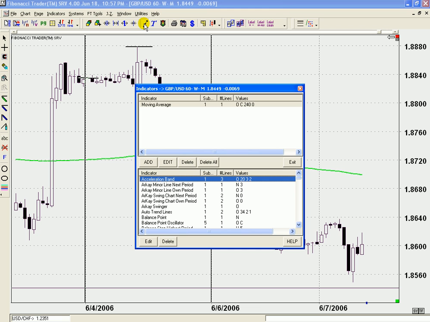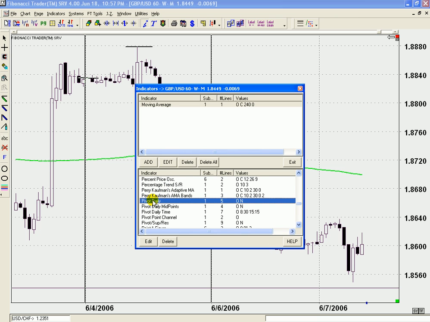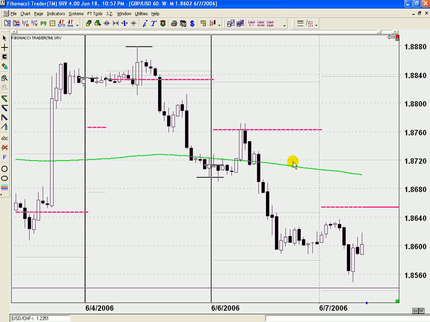What I'm going to do is pull up the pivot calculator that is formulated into these charts so that we can see our pivots on the chart itself.